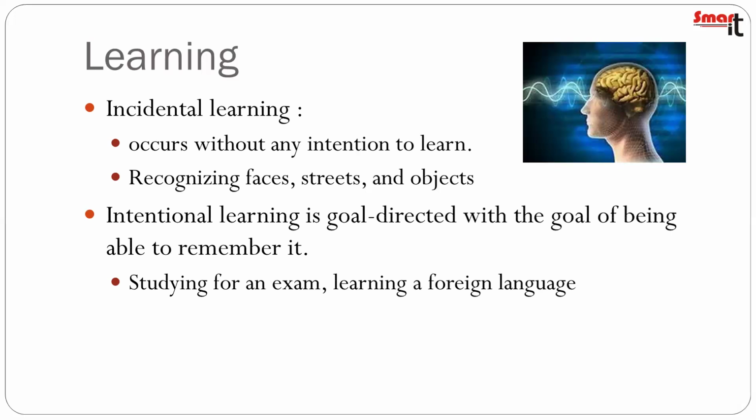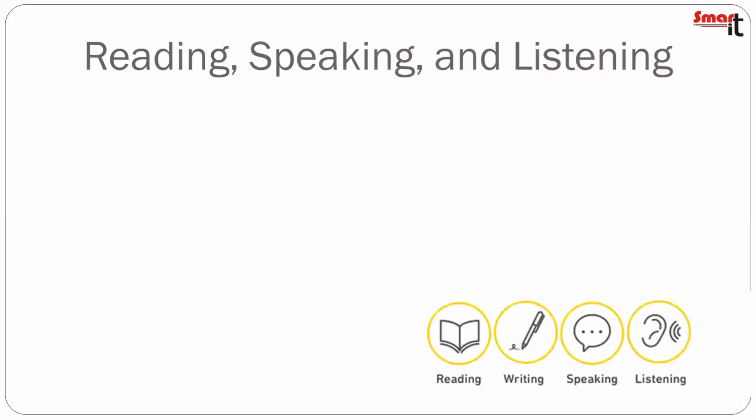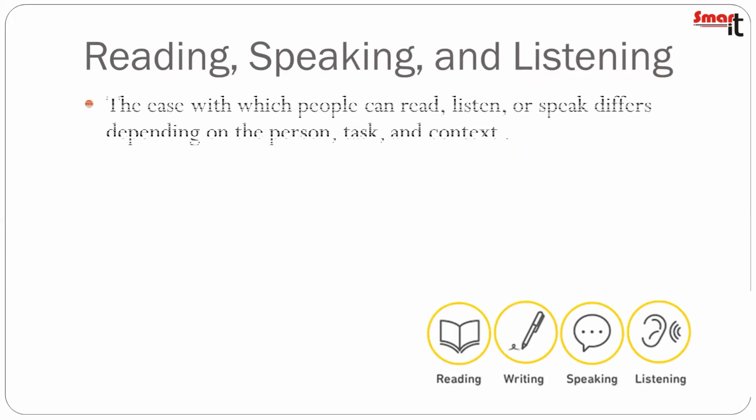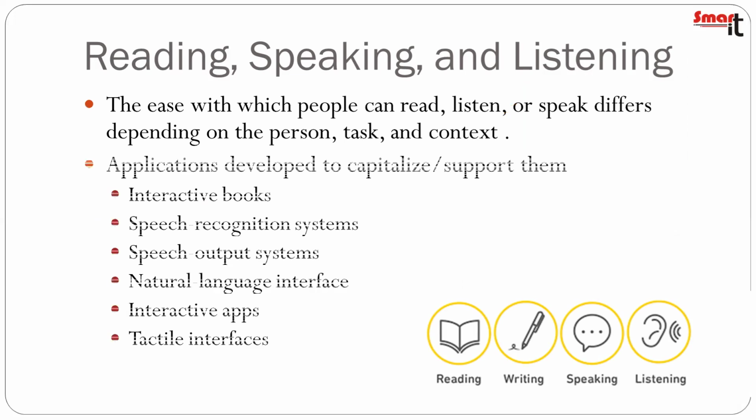Intentional learning means you have a goal, to pass the examination or to learn a foreign language. So that is a goal and target, and doing that kind of learning. So those are two types of learning. And another cognitive skill is reading, speaking, listening. Those are the main things that any person can do if that person is not disabled.